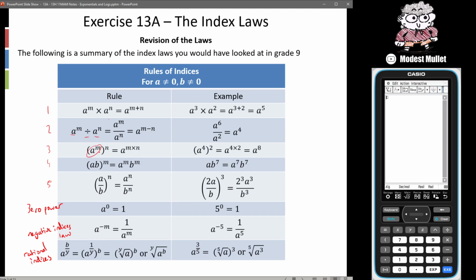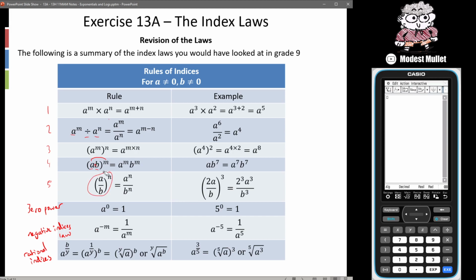If we have something to the power of m and then that whole thing also has a power, we can multiply the powers. If we have a power outside, something that is made up of multiple things multiplied together, we can actually bring that power into each of the individual items. This fourth law only works if they're multiplied together, so it doesn't work for addition.